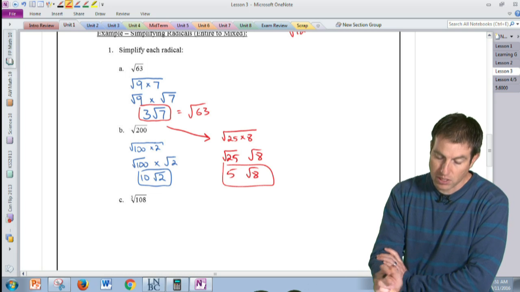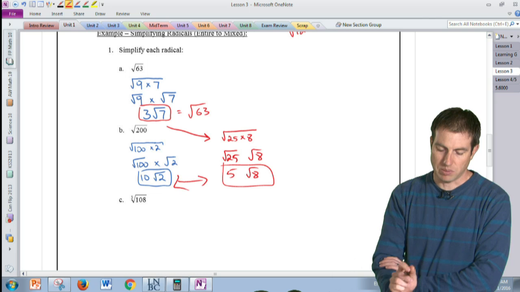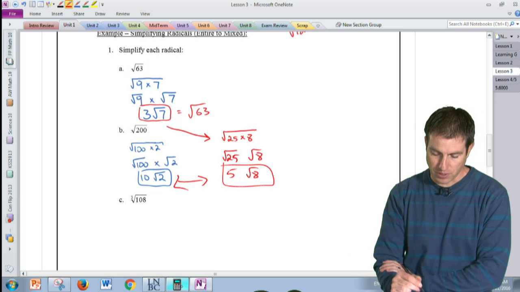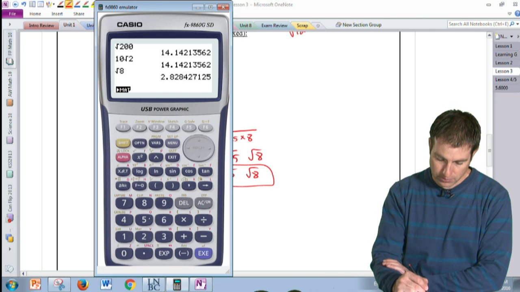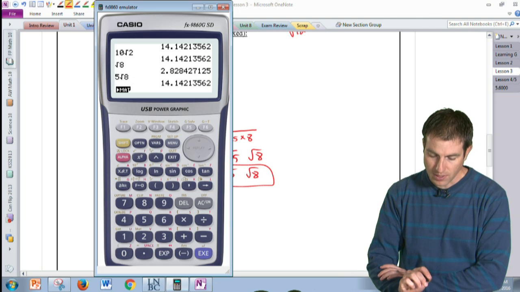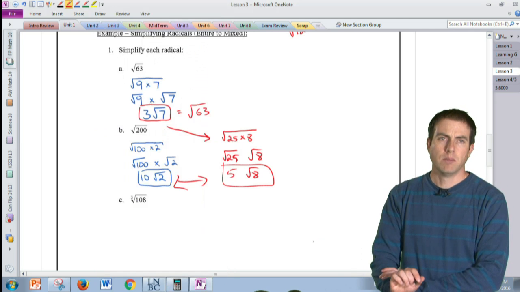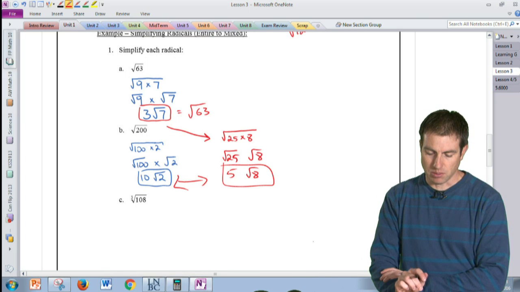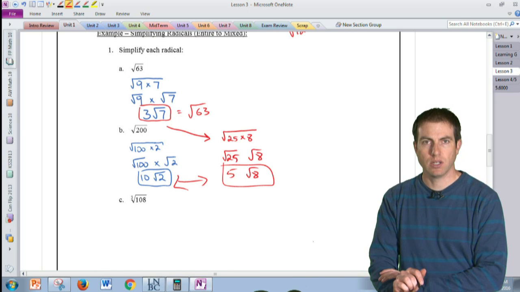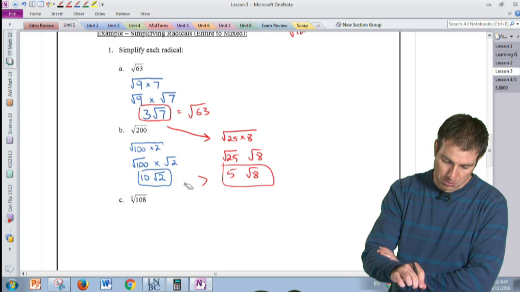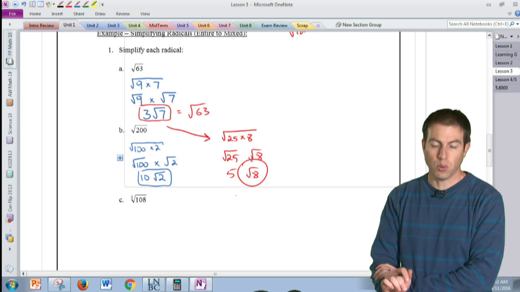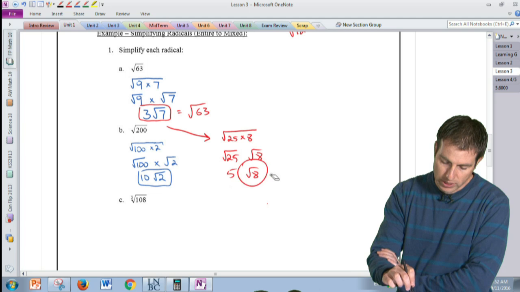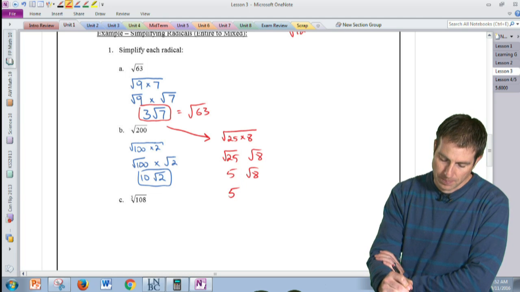So why did I get something different here? I mean, mathematically, these are equivalent. If I write 5 root 8 into my calculator, oh, I missed the 5. 5 root 8, I get 14.14. Why don't these look the same? How can I get 2 different answers for the same question? Well, I ran into a little bit of a problem here. The square root of 8 has a perfect square that goes into it. 4 goes in there. So when I get here, I'm not quite done. I can break 8 into 4 times 2.